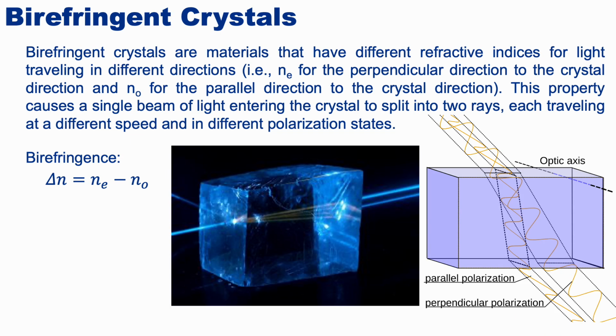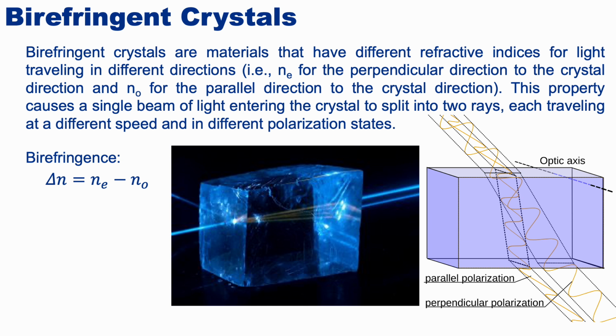So birefringent crystals like quartz or calcite are materials that have different refractive indices. Most of them have two unique refractive indices. So we're going to introduce the extraordinary and the ordinary refractive index, where one is gonna be different from the other. So we create the birefringence, which is the difference between the refractive indices.